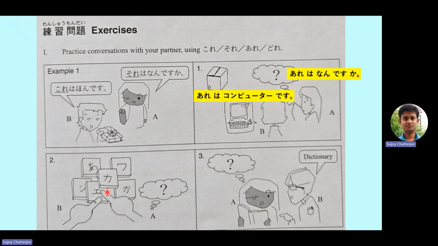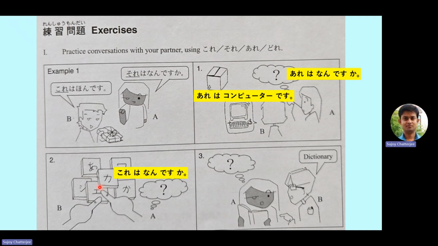Now, next is this one. What is this? Person A is pointing to this, and person B is also pointing to this. You can see some Japanese characters written here. If you can remember, this is the katakana A character in katakana.